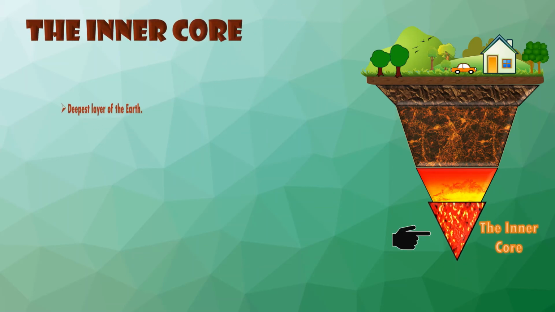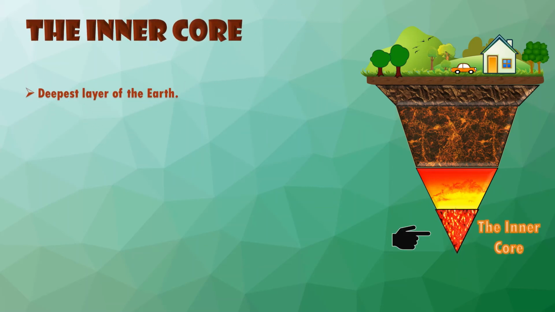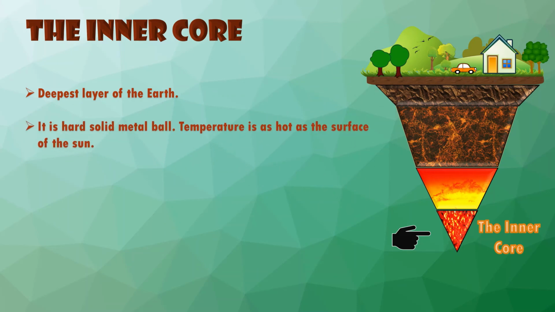The inner core is the deepest layer of the Earth. It is like a solid metal ball, and the temperature is as hot as the surface of the sun. However, the inner core is not liquid or even molten because of the intense pressure from the rest of the planet. It is mostly made up of iron and nickel.